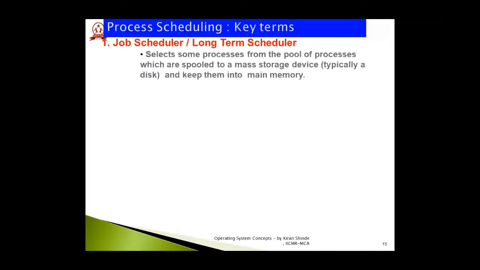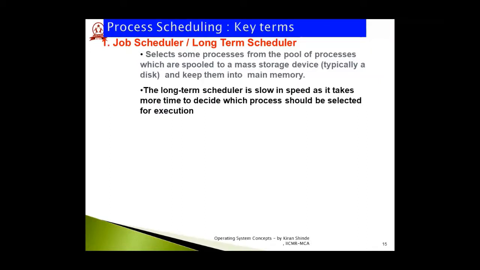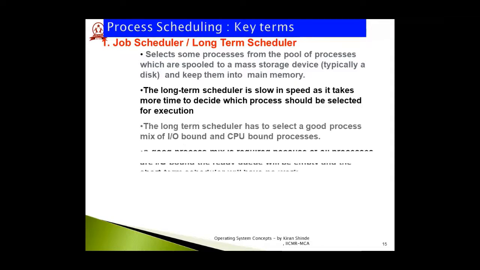So essentially, the job of the long-term scheduler is to select the good mix of these processes. The long-term scheduler is slow in speed, of course, because it has to spend much time in decision making, rather in analyzing the good mix between the CPU bound and IO bound processes.